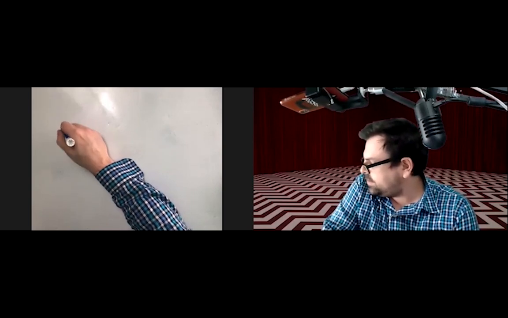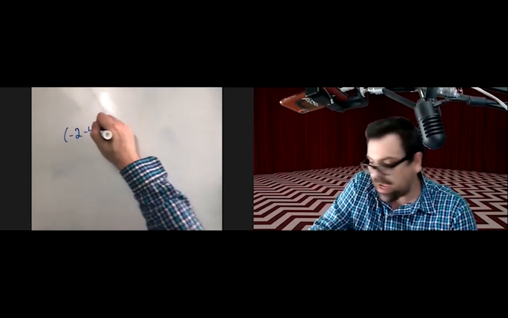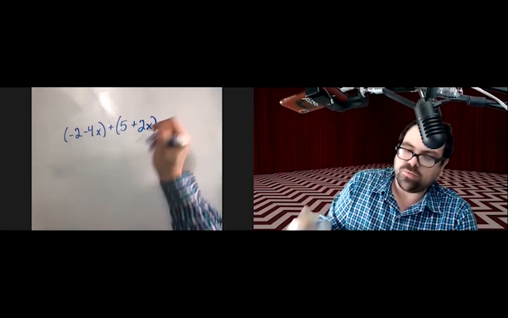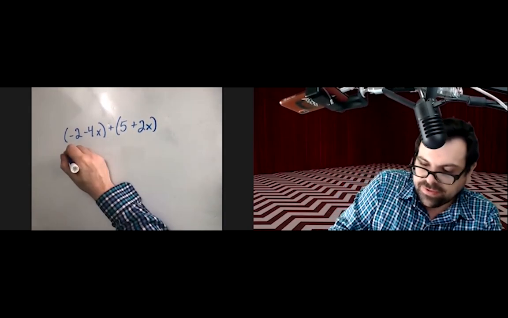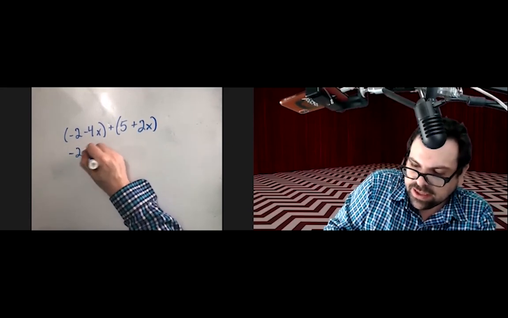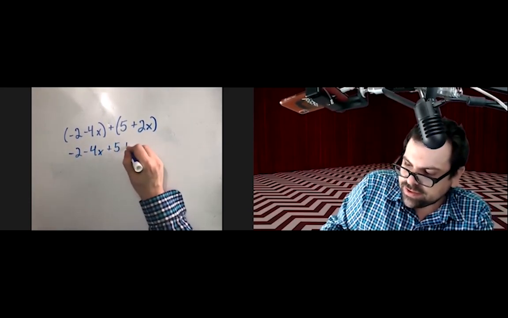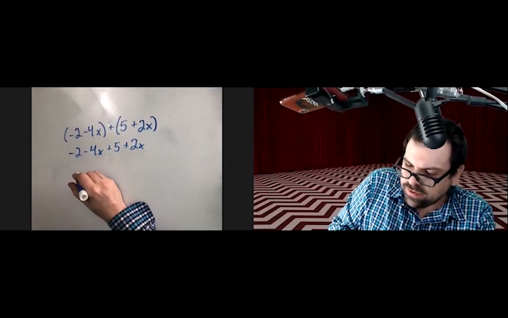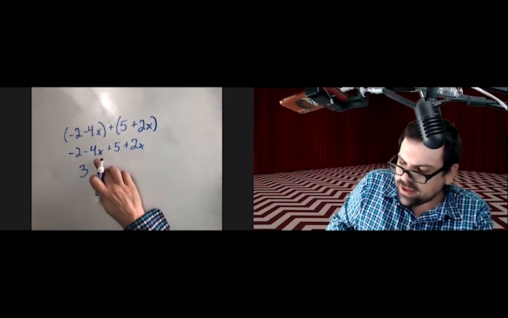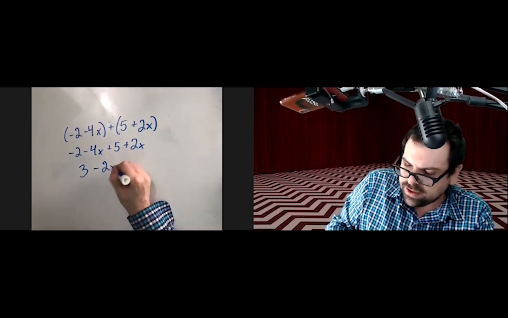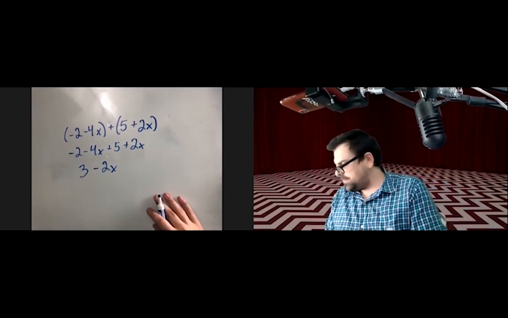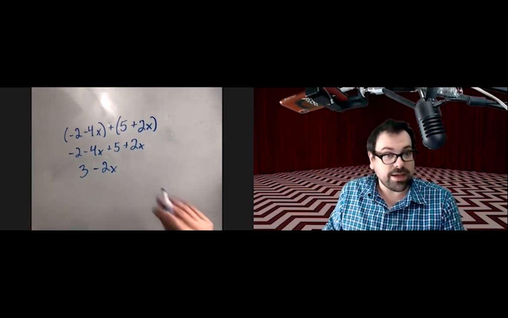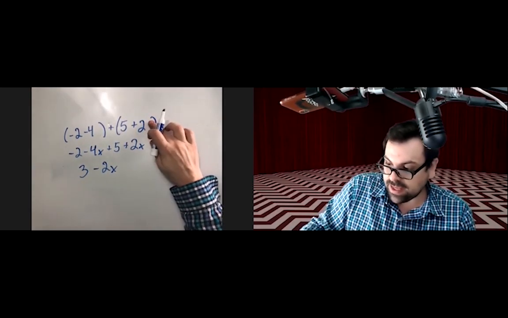If we had negative 2 minus 4x plus 5 plus 2x, what would we do? We would drop the parentheses and add, because when we're adding, we don't need to worry about the parentheses. And then we'd add like terms. Negative 2 plus 5 would be positive 3. Negative 4x plus 2x would be negative 2x, and that would be our answer. Would you believe that if I replaced x's with i's, I'd get the same answer? Because that would be true.